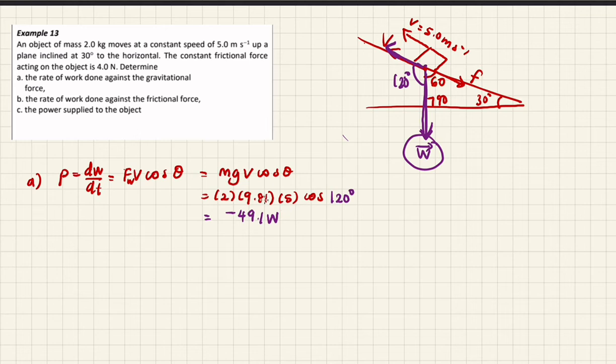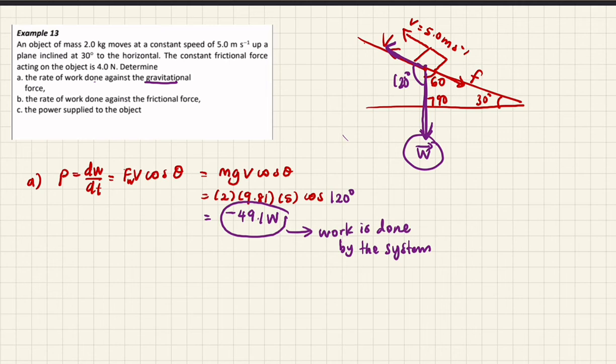So the reason kita dapat negative, it shows that work is done by the system. So sebab tu kita dapat power yang negatif. So that is for A. So A sekarang, sebab A dia nak work done against gravitational force.